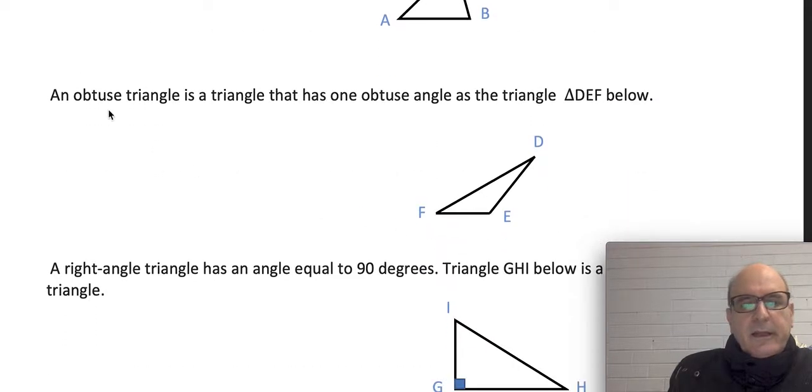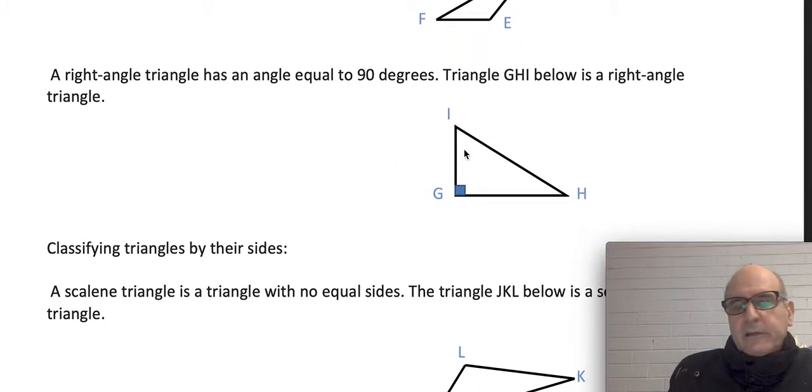On the other hand, an obtuse triangle is a triangle that one of its angles, like angle E here, is larger than 90 degrees, between 90 degrees and 180 degrees. So if you have one angle larger than 90 degrees and less than 180 degrees, then you have an obtuse triangle.